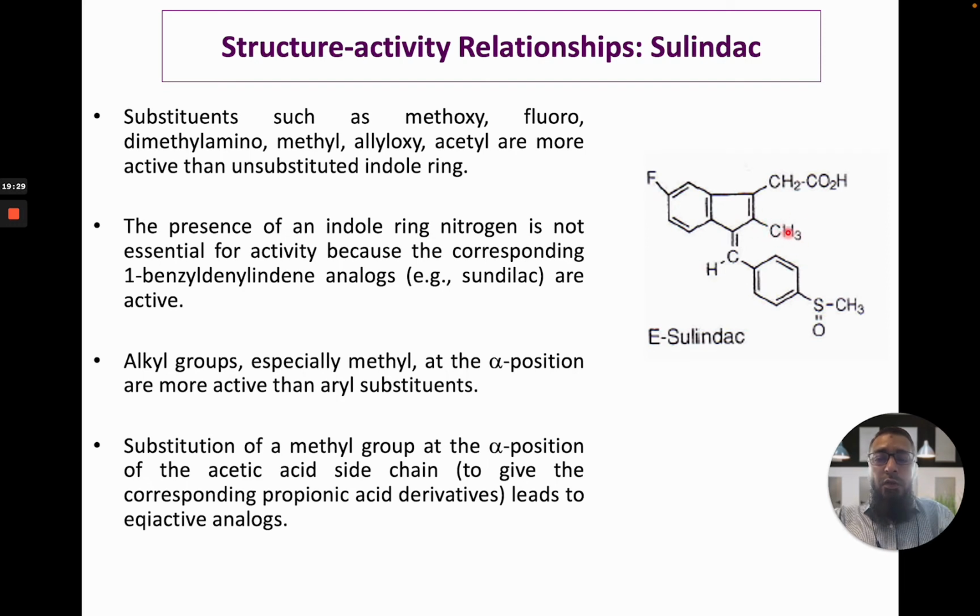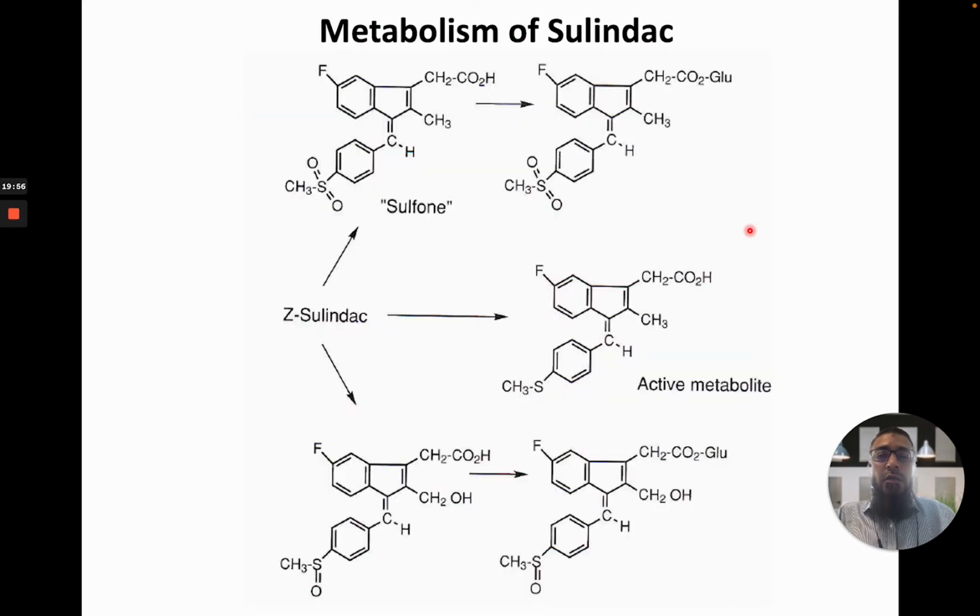And the substitution of a methyl group at the alpha position of the acetic acid, right, gives the corresponding propanoic acid and leads to equiactive analogs. So if we substitute this alkyl group at the alpha position of the acetic acid to give the propanoic acid, it also gives equiactive analogs. So this is the fate of Sulindac, where you can see Sulindac is converted to the sulfone derivative, right.